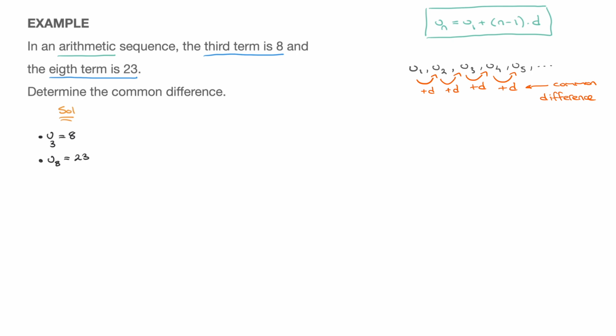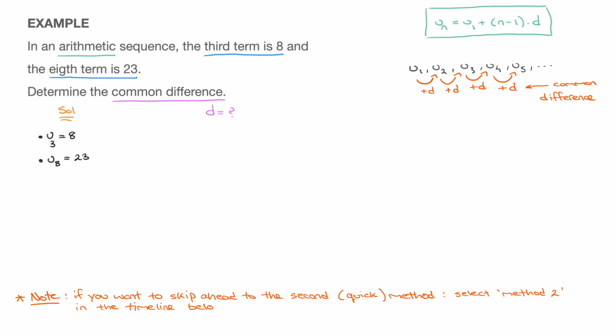And of course, we're told what we need to find. We need to find the common difference, which remember is d. So I could even say d equals question mark. Okay, so how do we actually find the common difference d? Well, there are two approaches really, and in this video I'll be showing them both. The first approach is to use the formula for the nth term, but I'll already say that's definitely not the quickest method. Nevertheless, I'll start by showing that before showing you a quick and easy way of solving this problem.